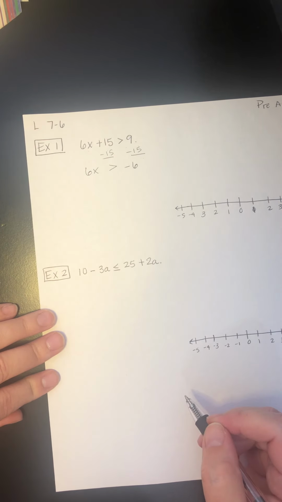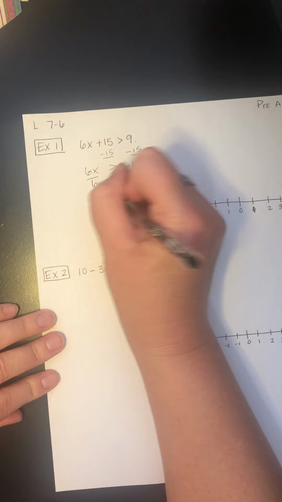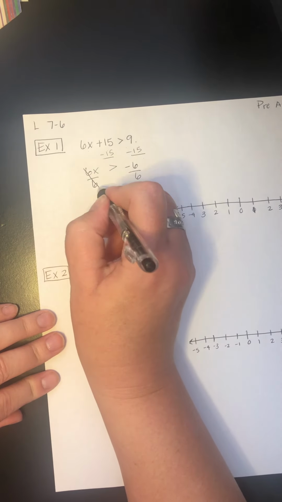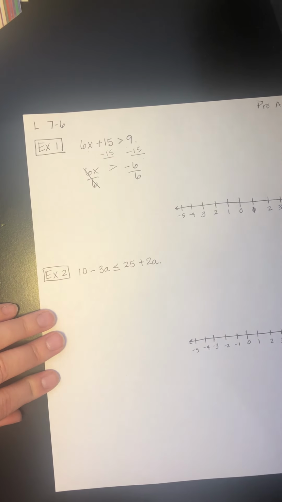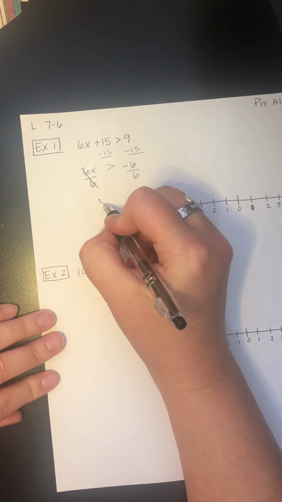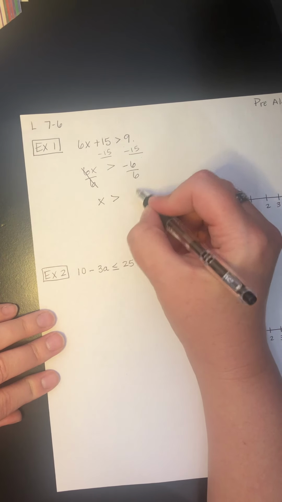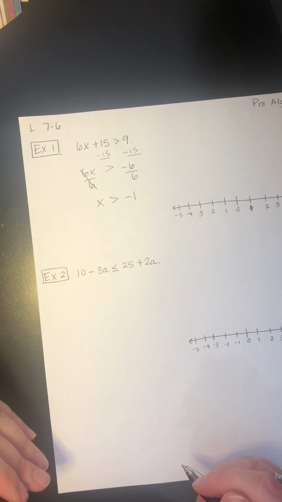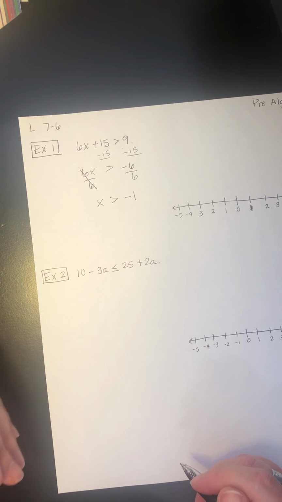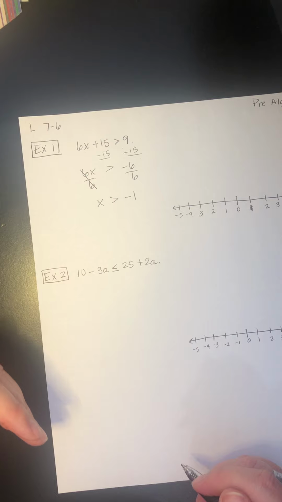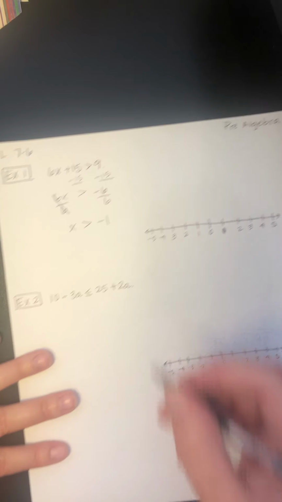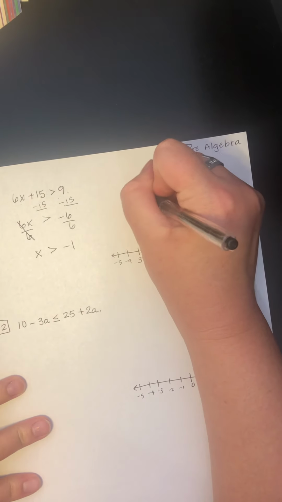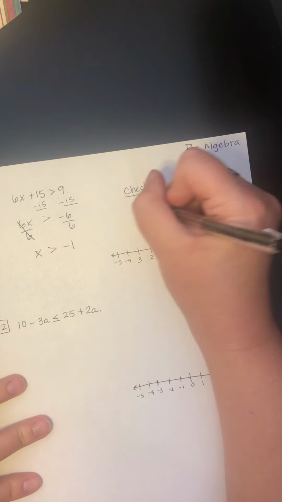Now we're going to solve for x by dividing both sides by 6. The 6's cancel, and we're dividing with a positive number so we can keep our inequality facing the same direction. Negative 6 divided by 6 is negative 1. X is greater than negative 1. To check our solution, we can try any number that's greater than negative 1. I'm going to use 0 just because that makes it really easy. You can use any number greater than negative 1.